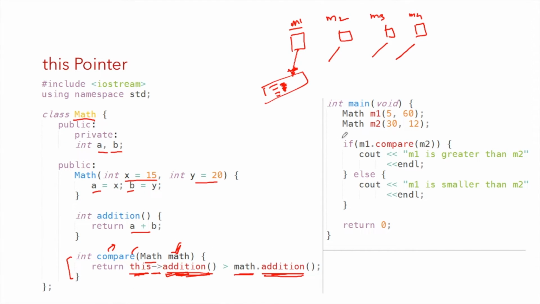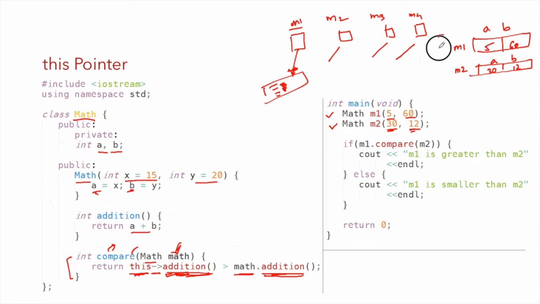Let us try to understand this with our main function. We have two objects, m1 and m2, to which I'm passing values 5, 60 and 30, 12 respectively. In memory, this is my m1, to which 5 and 60 are initialized for a and b, and then m2, where a and b are initialized with 30 and 12. These values will be passed to the constructor, and the constructor will initialize the values of a and b.